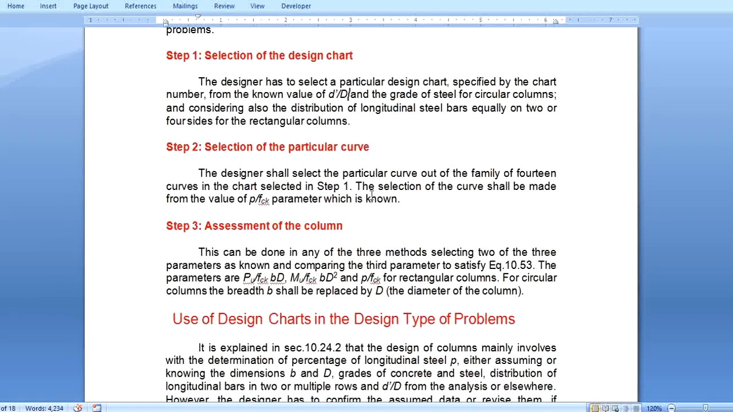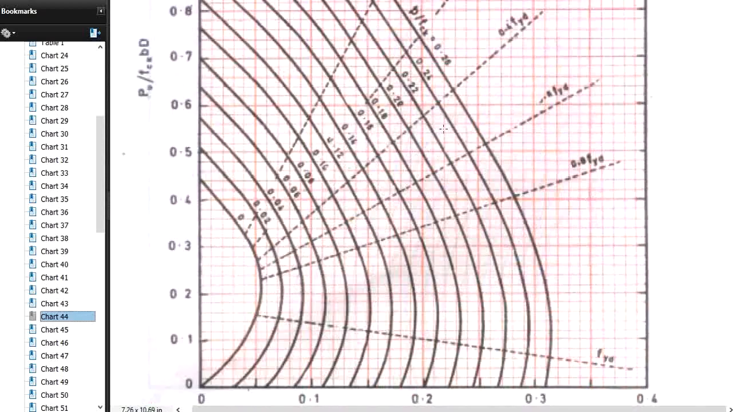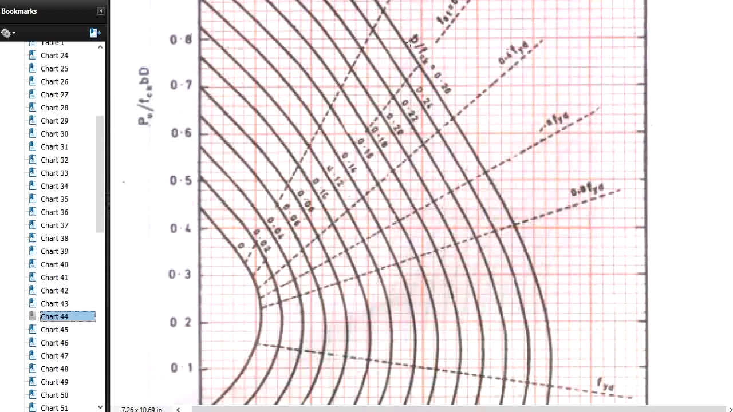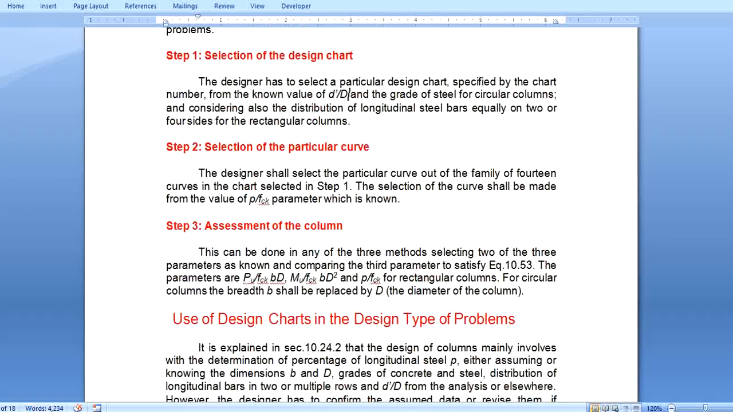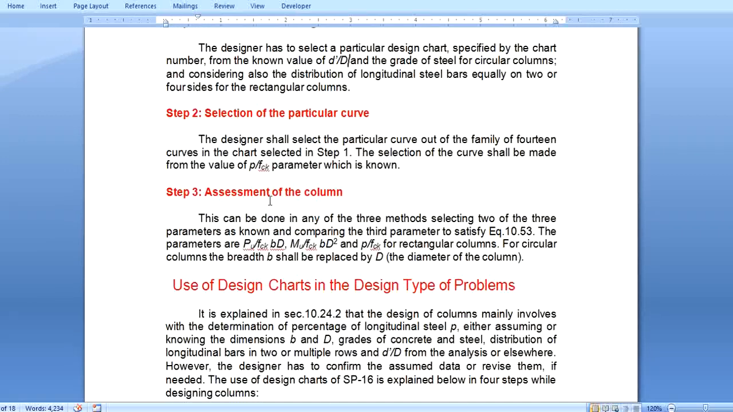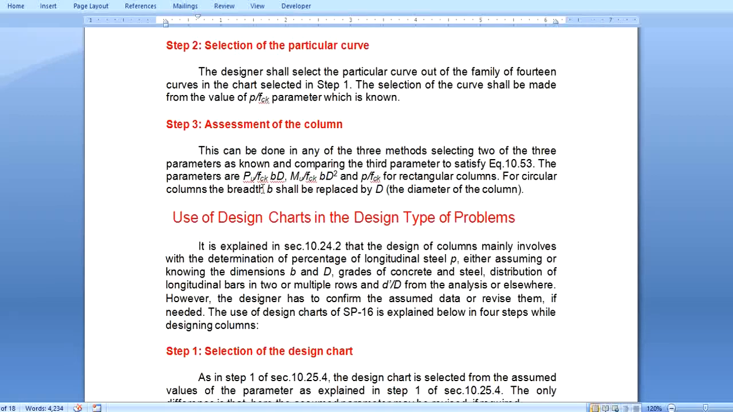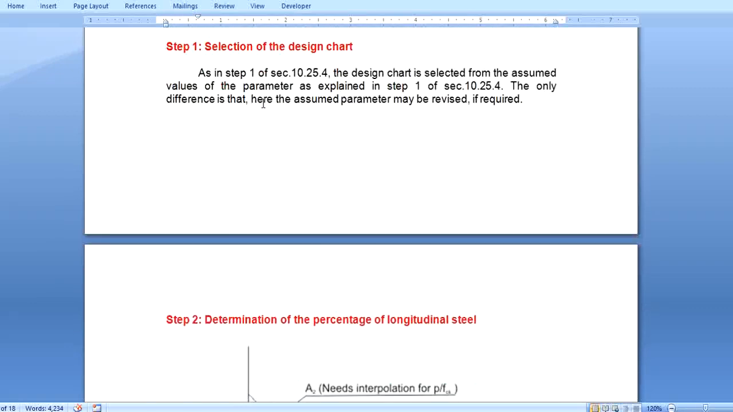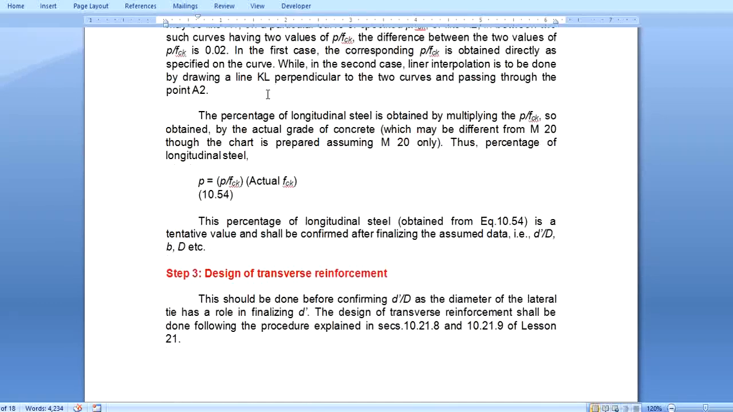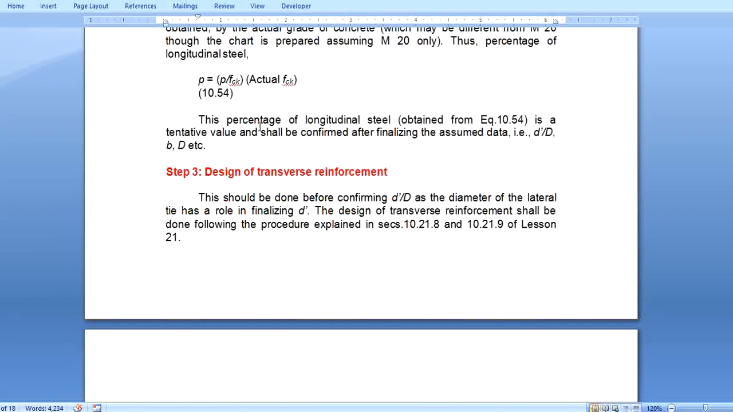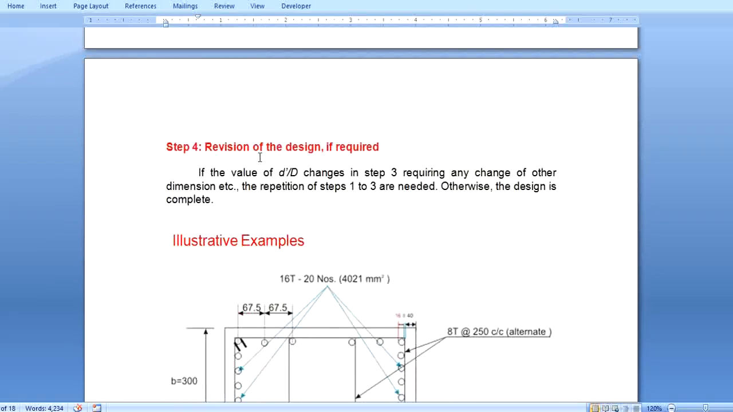After that, selection of the particular curve. You can see in this chart there are various curves. These curves are selected based on the value of p divided by fck, where p is the percentage of steel. Based on that we select the curve in that particular chart, and then we do the assessment of the column, that is Pu by fck bD, Mu by fck bD, all those things. So these are the design steps which we need to follow for solving the problems.